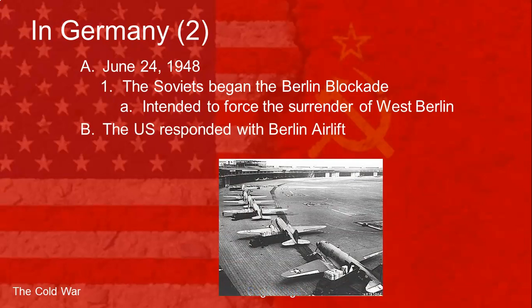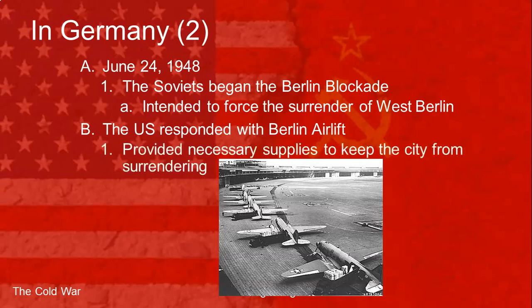President Truman responded to this act of aggression with something we call the Berlin Airlift. Rather than go in and attempt to fight our way through and potentially start another world war, what we did is we recalled a bunch of the Army Air Force pilots and we flew supplies from West Germany to West Berlin to keep the city from surrendering. Because that was one thing the Soviets couldn't blockade. They couldn't stop the planes.